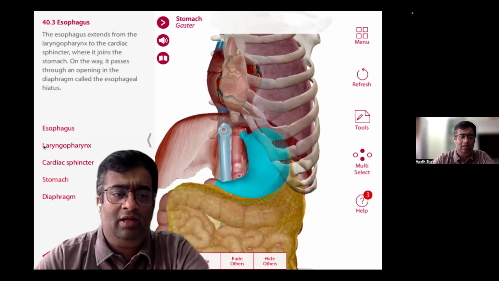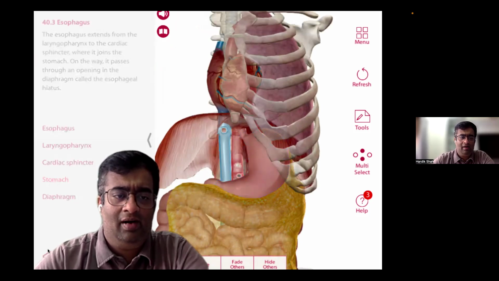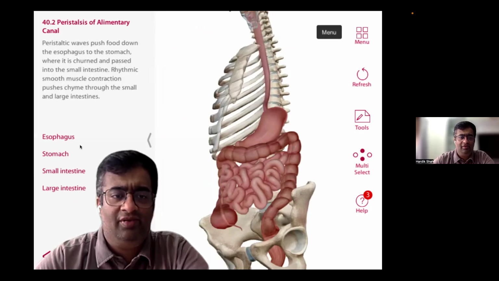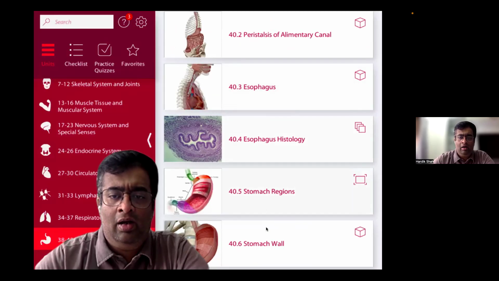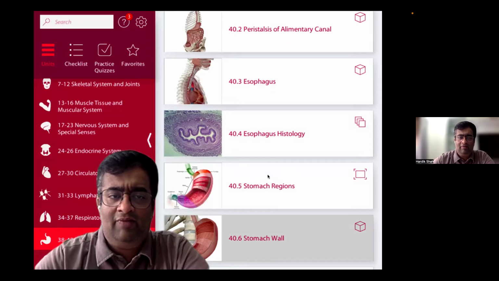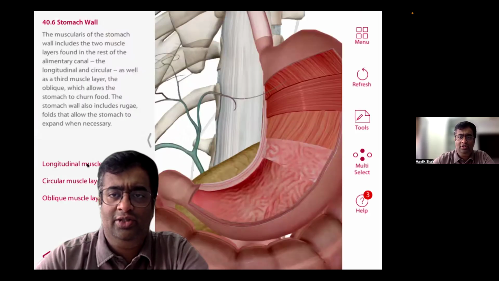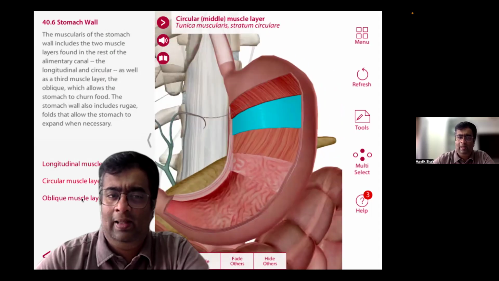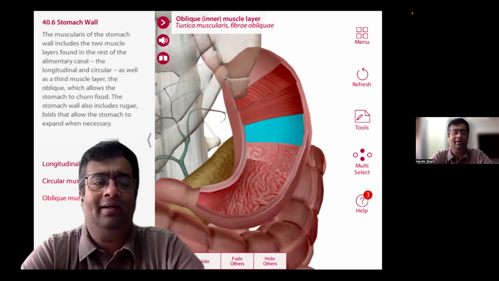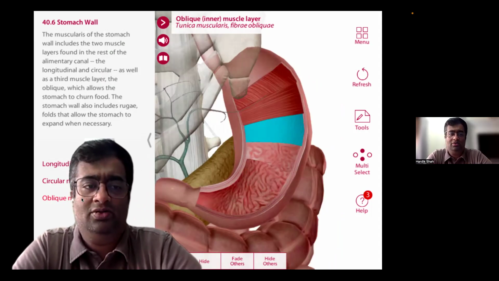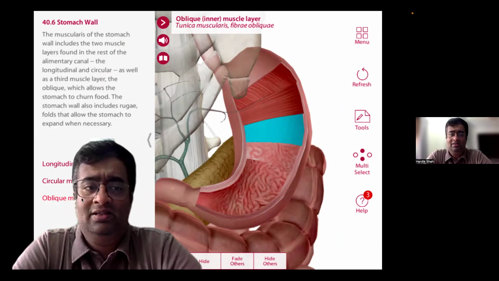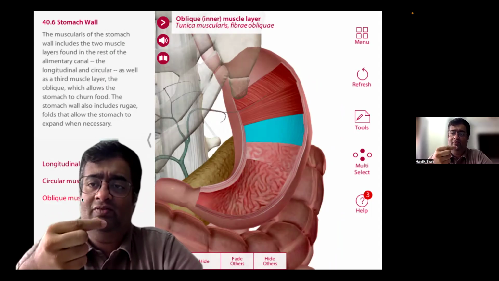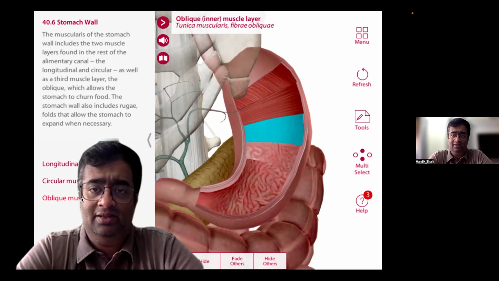Now, if we look at the wall of the stomach, it basically consists of several layers of muscles. There are longitudinal muscles, circular muscles, and oblique muscles. Elsewhere in the alimentary canal, you will only find two layers of muscles, the longitudinal and the circular. But in the stomach, you have an additional layer, the oblique layer, and that is what makes the wall thicker in the stomach.